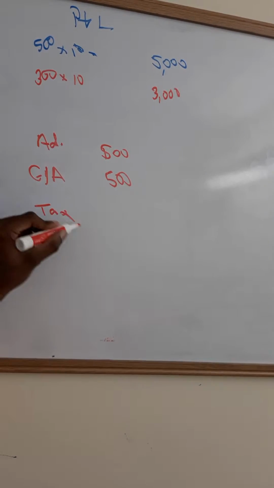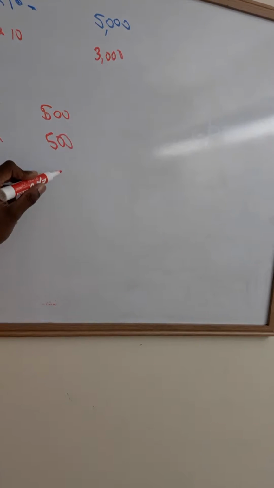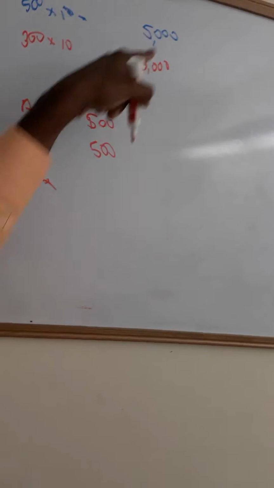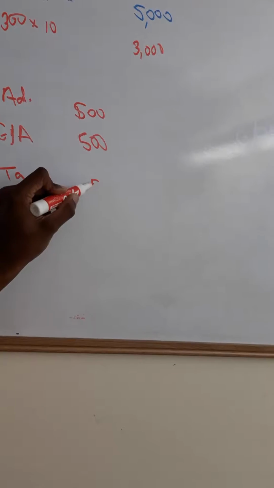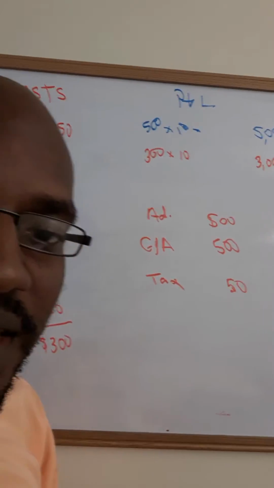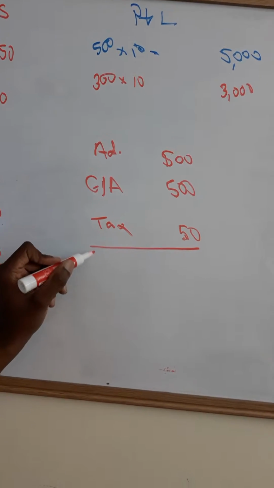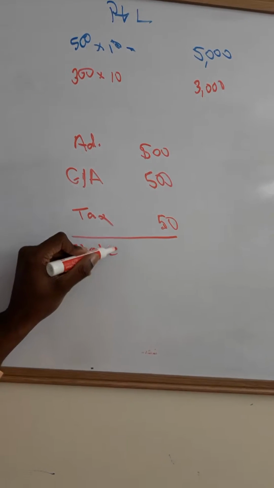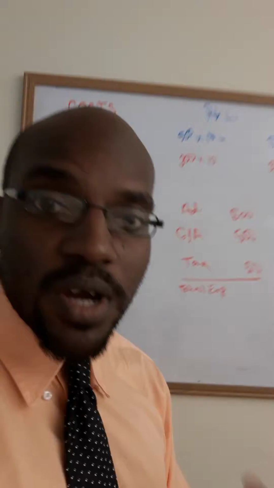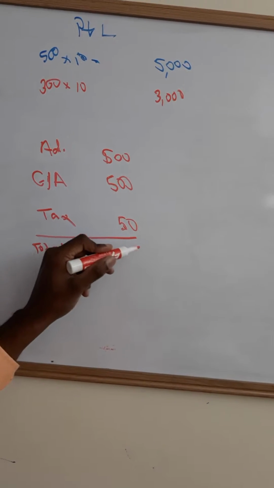And let's say that now we have taxes, okay? Let's put on taxes. And for our taxes, let's say it's based on this. Let's say we have $50. Let's say we put a $50 tax on it. For the sake of this, it's $50. So now our total expense, not total cost, it's expense, okay? Our total cost now would be 1,050.